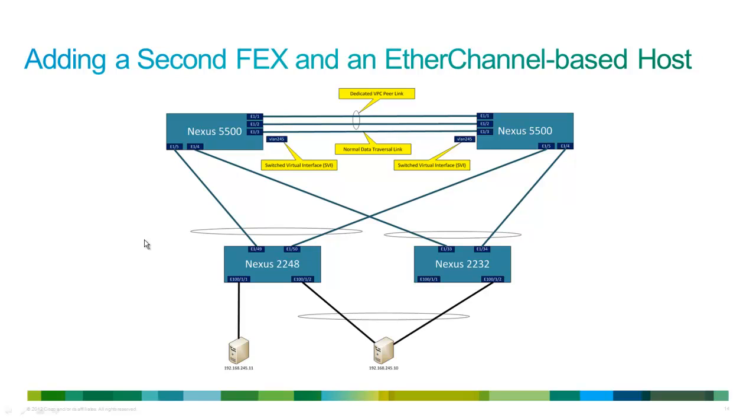Okay, so the fourth thing we're going to do in our series of videos here is add a second FEX to the system and add an Etherchannel based host. So we're going to add a Nexus 2232, which is a 10 gig 32 port fabric extender. In our case, we're actually going to use 1 gig SFPs in it, and we're going to connect a VMware host that has Etherchannel based network setup with two NICs that are bonded. So let's go ahead and take a look.